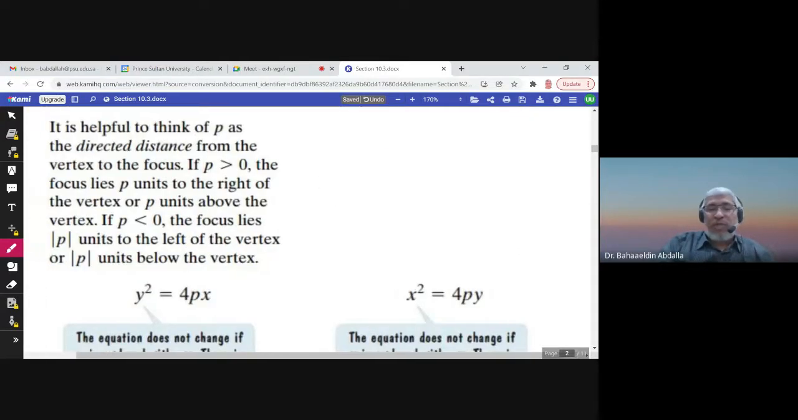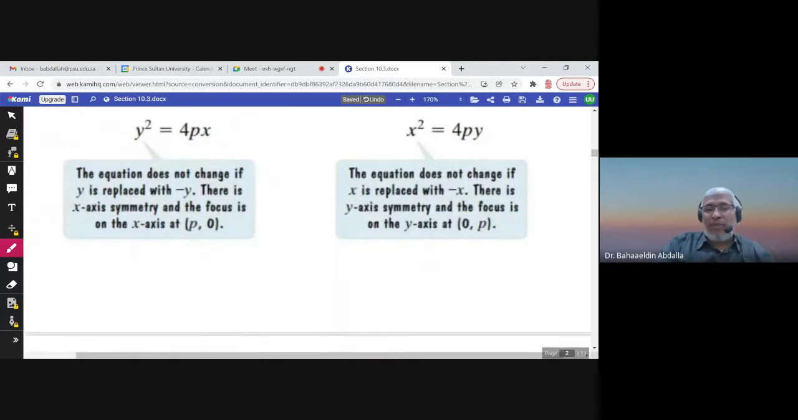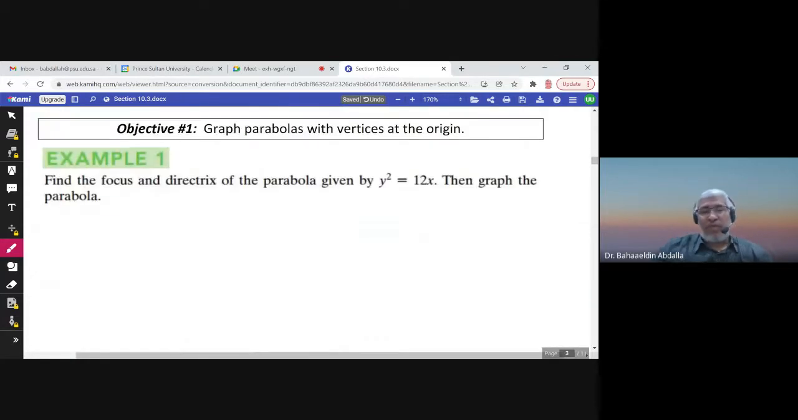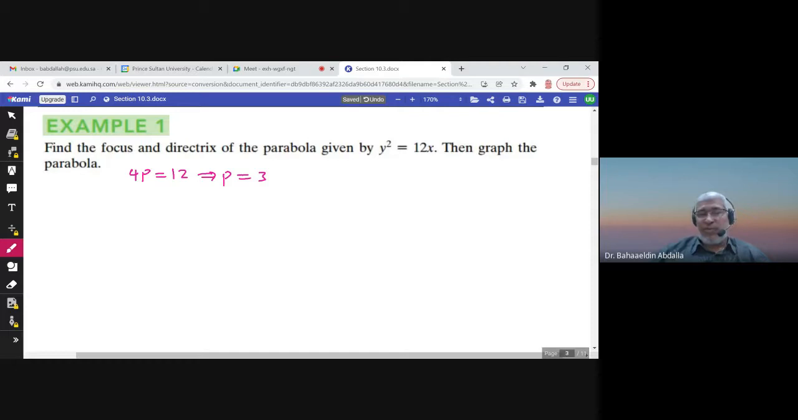So let us solve some exercises or examples. Find the focus and the directrix of this parabola, then graph the parabola. Well, y squared equals 4px. So 4p is 12. This means that p is 3. Now y squared, so the graph opens right or left. P is positive, so the parabola opens to the right.